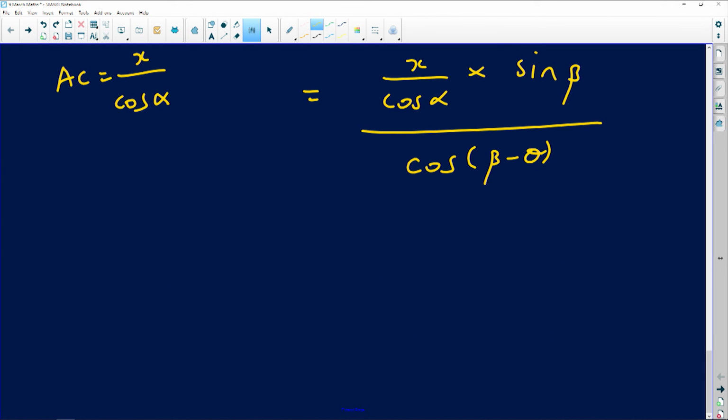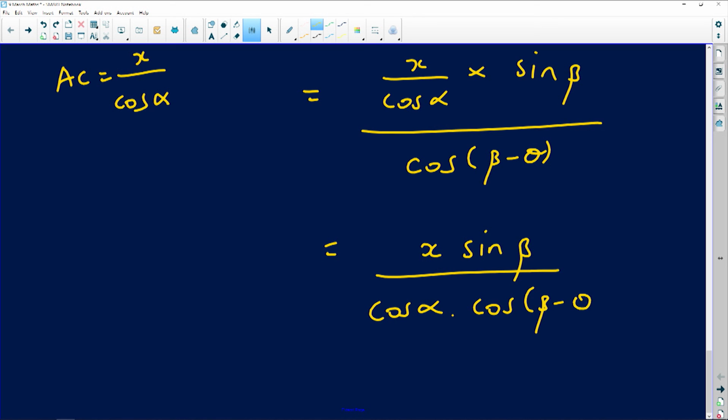And if you simplify this, then you will get that the answer is x sine of beta divided by the cosine of alpha multiplied by the cosine of beta minus theta. And this will be the solution to this question. I hope you saw what you needed to do there. The only thing you must keep in mind all the time when you're working with these questions is make sure you identify a triangle that has a minimum of 3 things. And then you either apply the sine rule or the cosine rule. You've got to know the conditions that you need to engage in order to apply either the sine rule or the cosine rule.